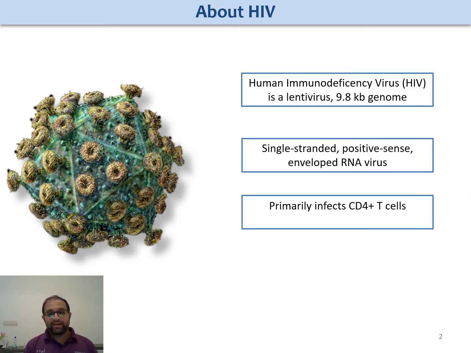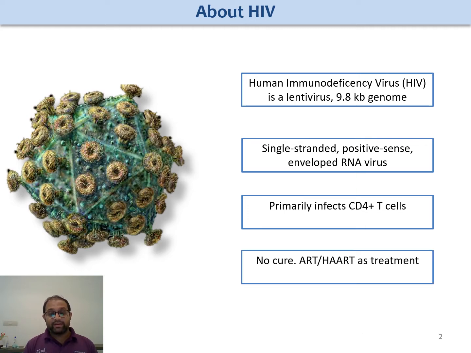It primarily infects the CD4 T cells, but as the infection progresses into the chronic and late chronic phases, it can infect many other cells, such as dendritic cells, immune cells, osteoclasts, osteoblasts, and many others. Currently, there is no cure and no vaccine, but a very effective treatment is available, which is antiretroviral treatment, or a combination of several drugs, known as highly active antiretroviral treatment.